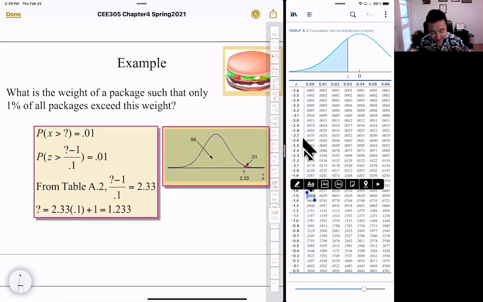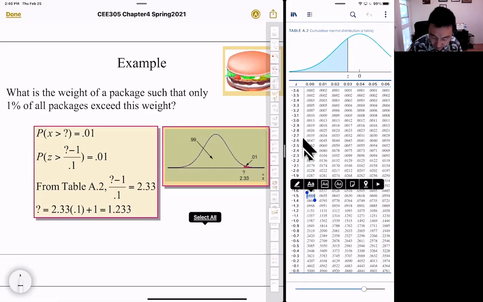The question is asking for the x, which is the weight of the beef. So z-score is equal to x minus mean, which is 1, divided by sigma, which is 0.1. And the probability is 0.01. So 1% of packages exceed.